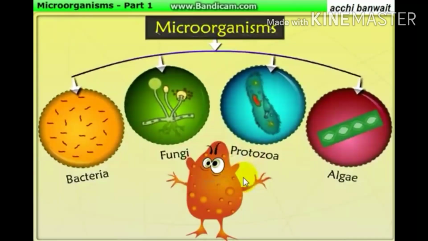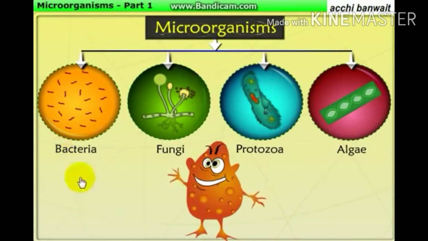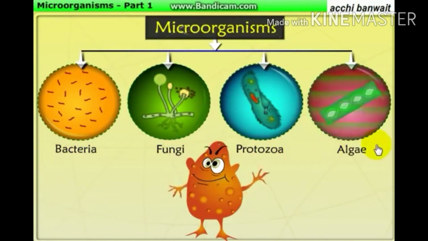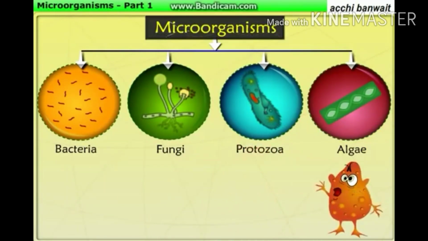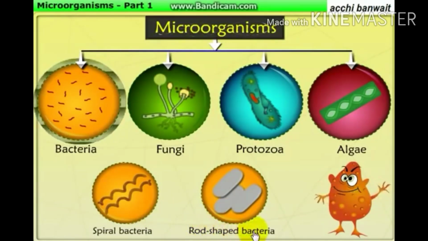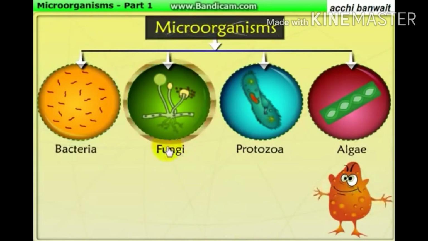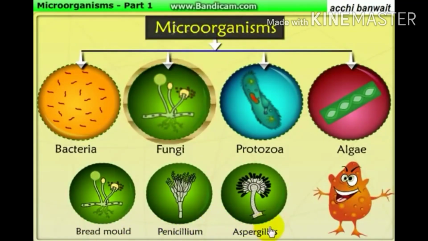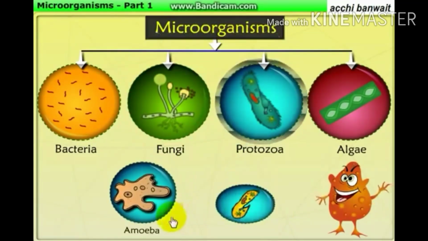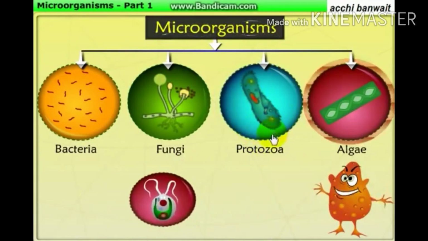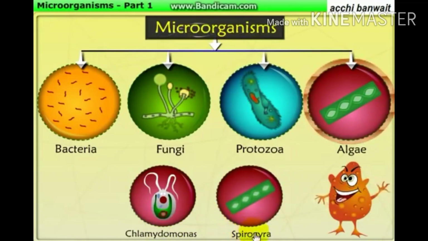Microorganisms are classified into 4 major groups, that is bacteria, fungi, protozoa, and some algae. Some examples of bacteria are spiral bacteria and rod-shaped bacteria. Those of fungi are bread mold, penicillium, and aspergillus. Amoeba and paramecium are examples of protozoa, while chlamydomonas and spirogyra are examples of algae.